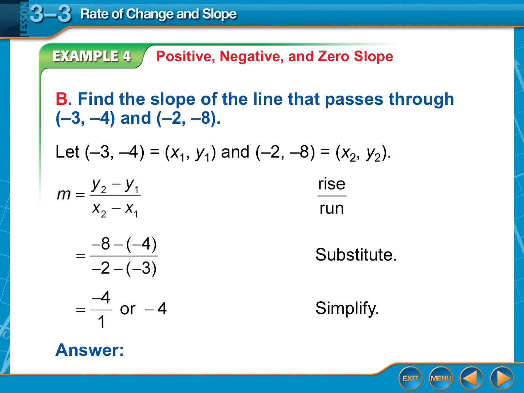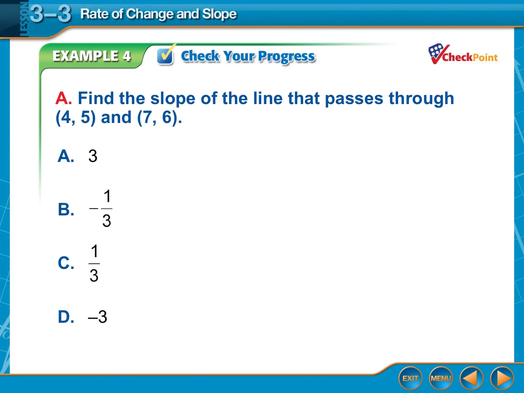Let's do practice here. This is on page 6 of your notes on the bottom. We want to find the slope of a line that passes through coordinate 4, 5 and coordinate 7, 6. What is our first step before we start plugging some things in? Label. What would 4, 5 be? x1 and y1, because it's your first coordinate. What about 7, 6? x2, y2.